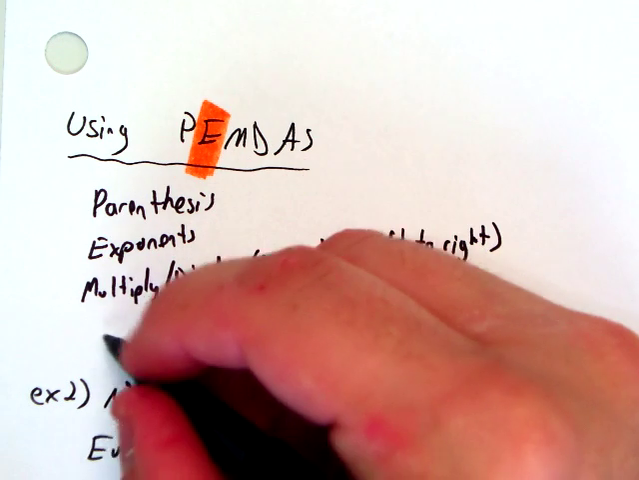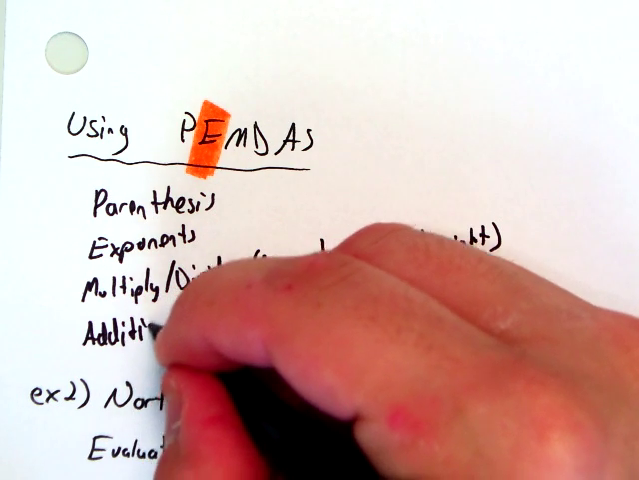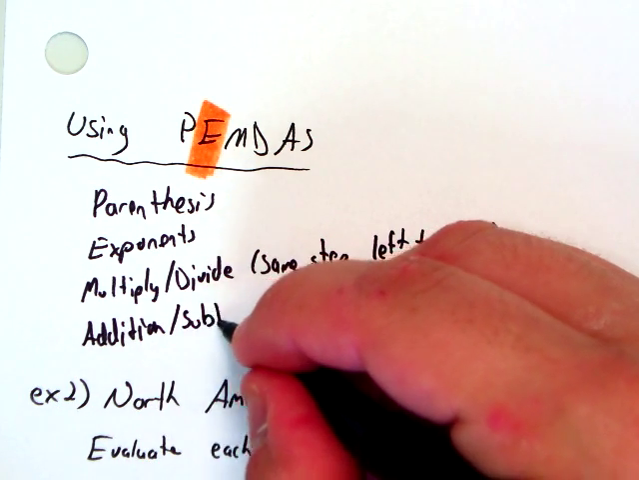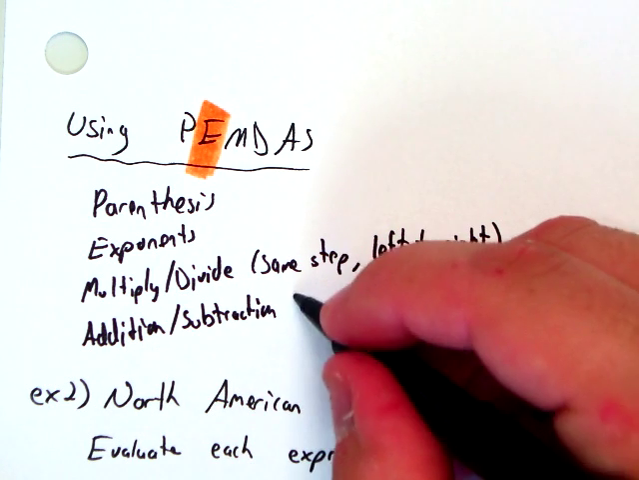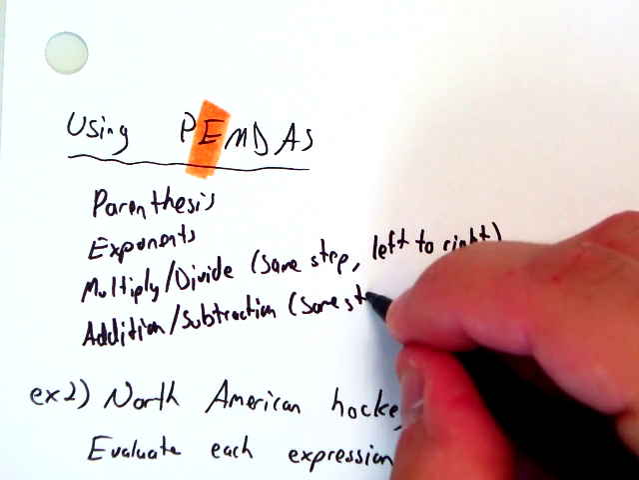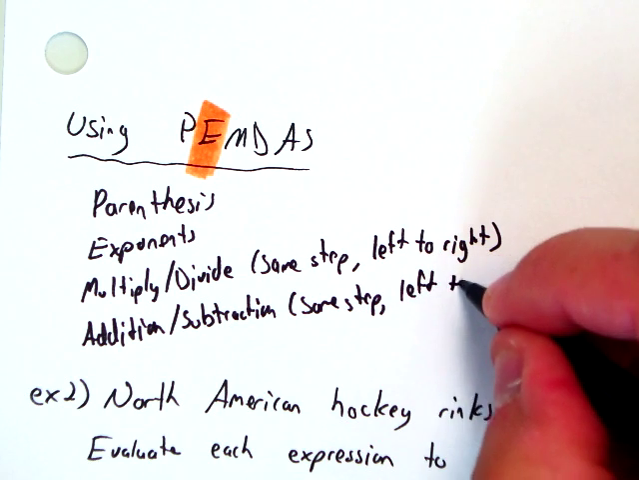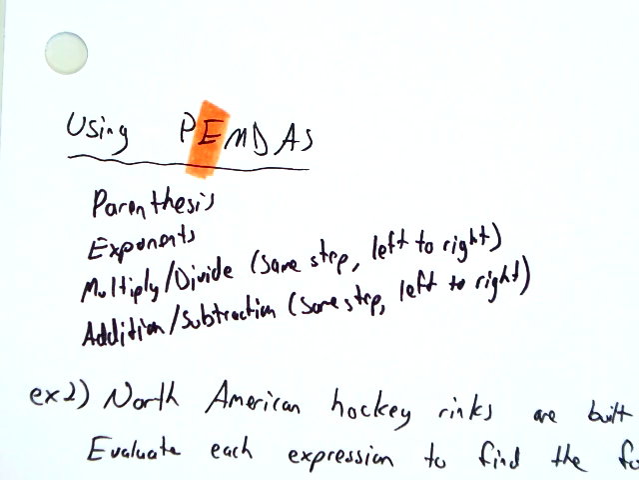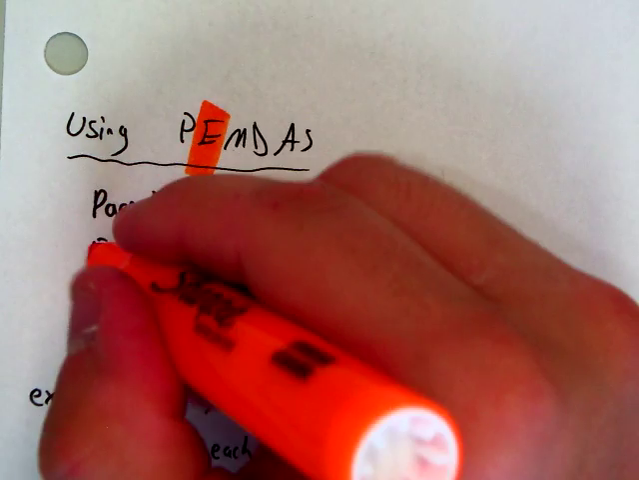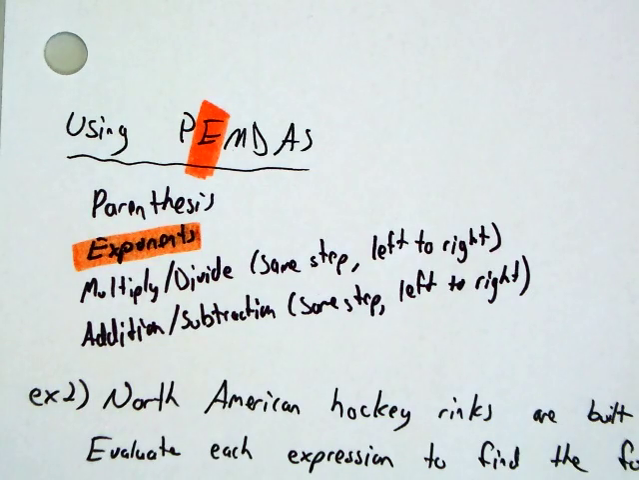Same thing, A and S is addition, subtraction. And again, those are also in the same step, so we go from left to right as well. So exponents fit right here. You need to be careful when you're doing order of operations that the exponent comes before multiplication, division, or addition and subtraction. So we'll go through a couple of questions like that as well.